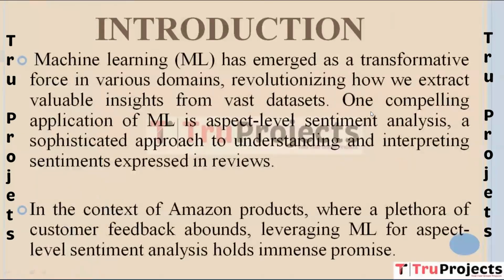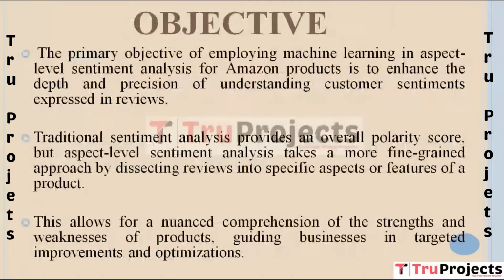So now coming to the introduction part, machine learning has become a powerful catalyst across different fields, fundamentally changing the way we glean valuable information from extensive datasets. A notable use of machine learning is in aspect level sentiment analysis, an advanced method for comprehending and interpreting sentiments conveyed in reviews. When applied to Amazon Products, a platform rich with diverse customer feedback, utilizing machine learning for aspect level sentiment analysis shows great potential.